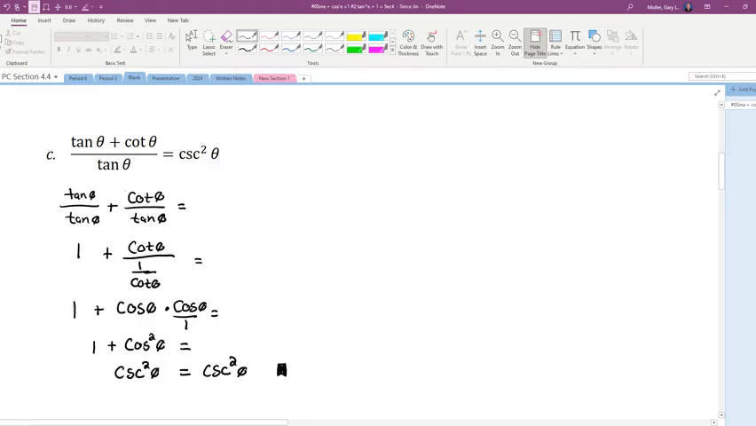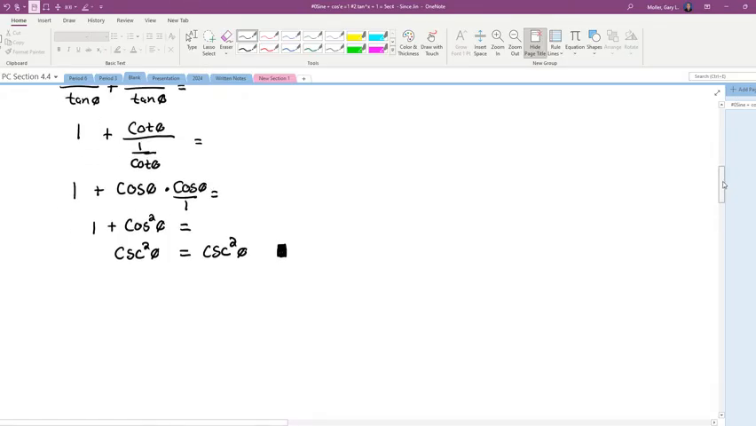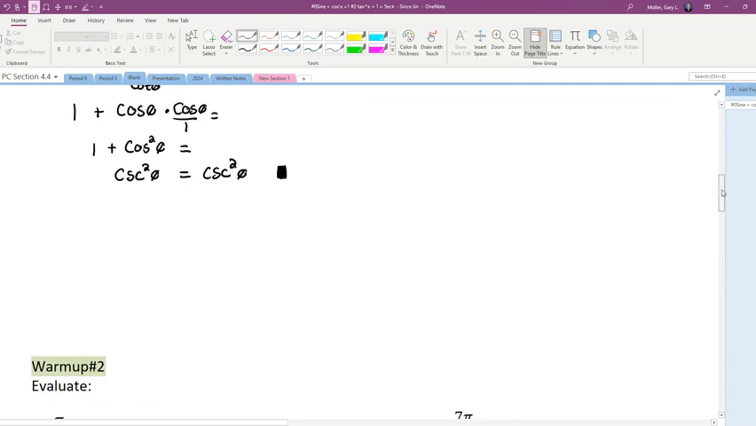I always have to fight the urge to put a box around a finished problem, but that's not the answer, right? That's just the final step. The answer is everything we did to get there. So I try to avoid putting a box around just that final step. All right, the more of these you do, the more comfortable they'll be, and maybe you'll come to appreciate them. Or maybe that's asking too much.